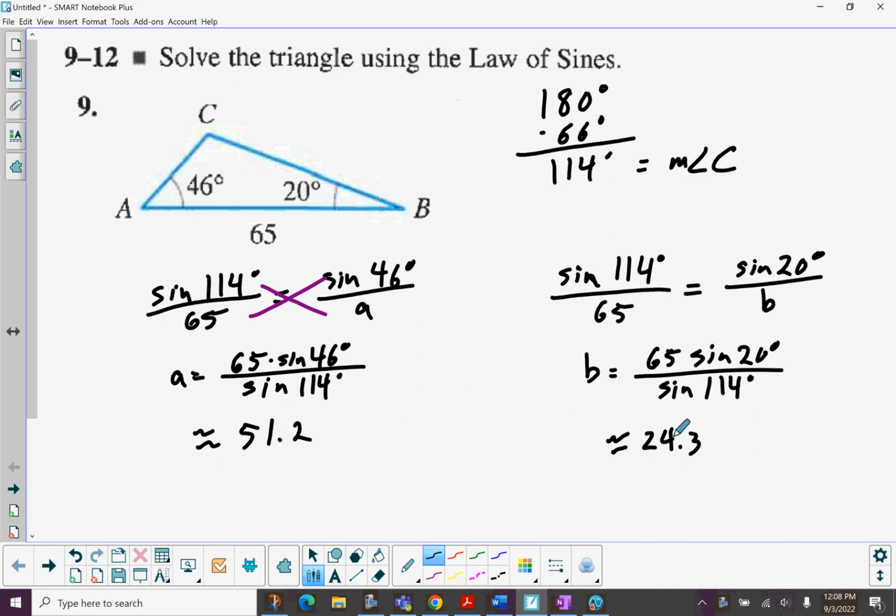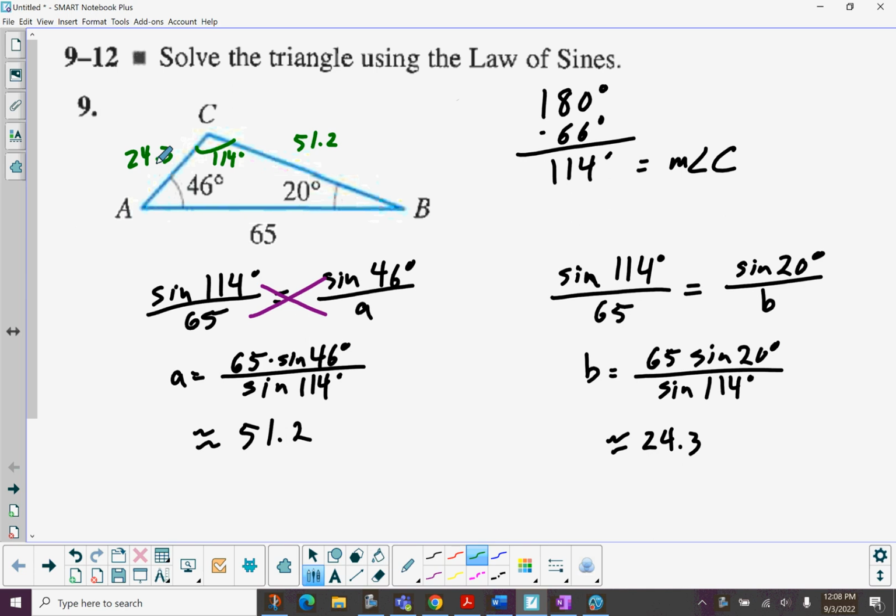Now again, a quick check here to make sure all of this is consistent. So we're saying this angle is 114 degrees, extremely obtuse. 114 is the largest angle, so the 65 should turn out to be the longest side. For side A, we're saying 51.2. For side B, we're saying 24.3. And yes, that's completely consistent here. The shortest side is opposite from the smallest angle. The longest side is opposite from the largest angle, and medium match up.